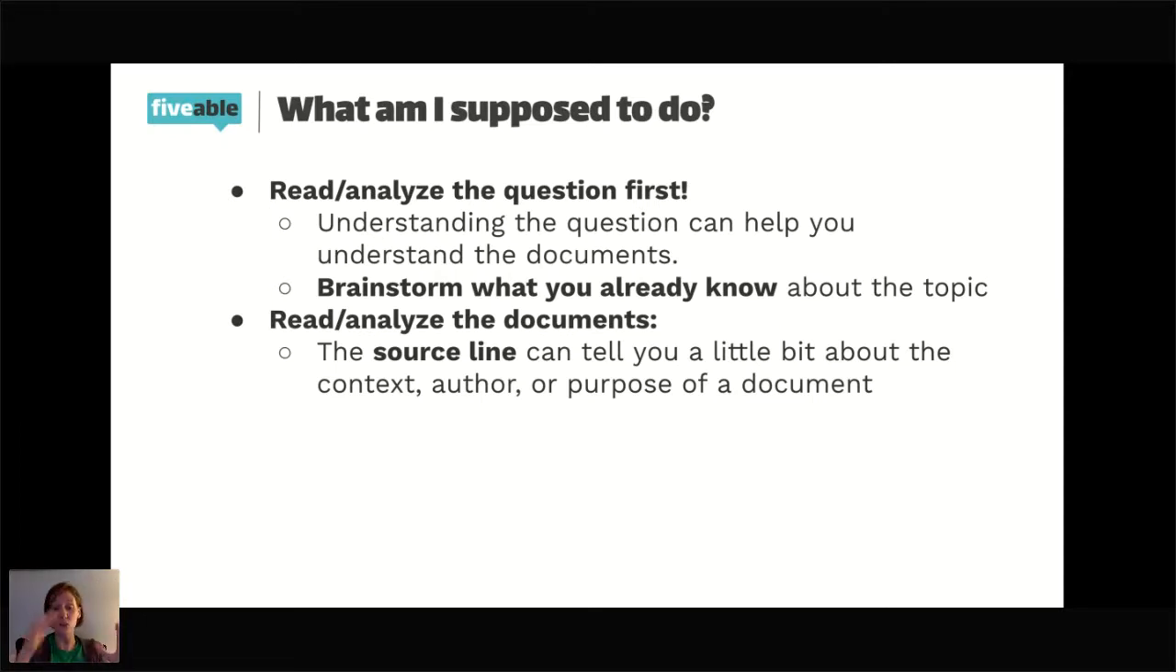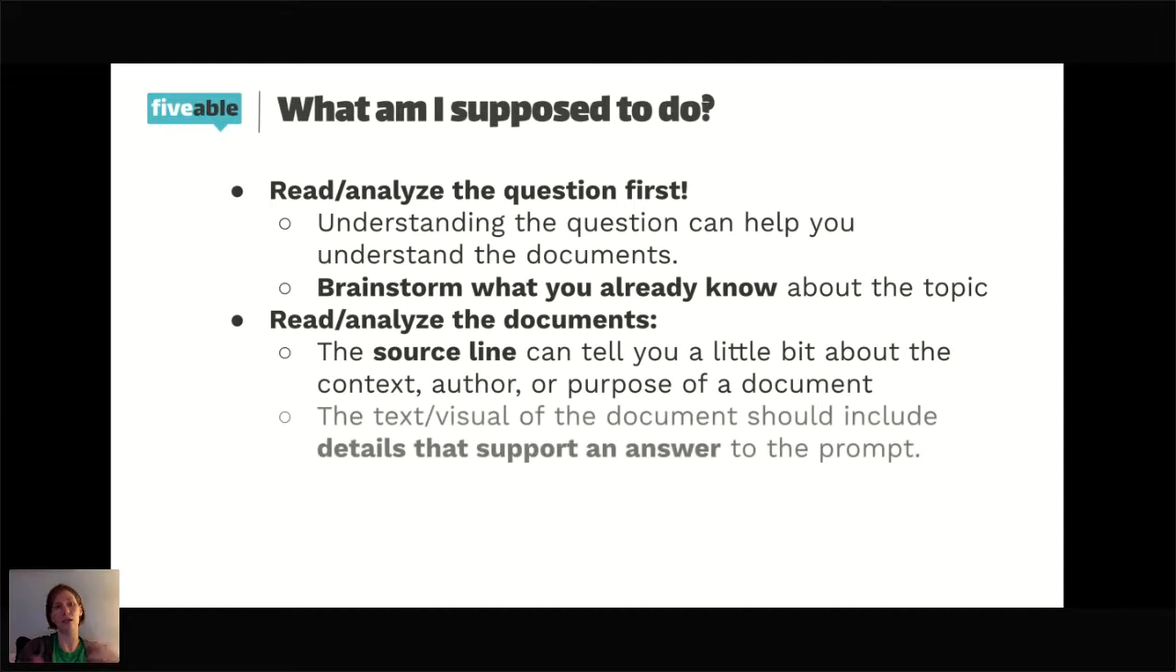The source line, which we'll look at, and then the text or the visual itself that includes the details that are going to become your evidence. And again, we'll look at a sample of those. Evan is making a really great point in the chat that if you don't brainstorm, you risk tunnel vision. And that's absolutely correct. If you read the prompt and you think you know what the answer is going to be about, and then the documents are leaning to a different direction, it can be a little bit jarring.